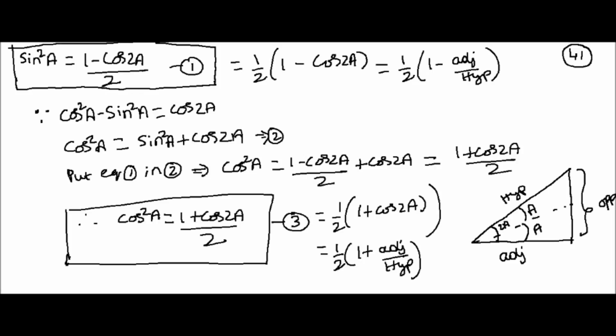Hello everyone. In page 40, we proved sin square a equals to 1 minus cos 2a by 2. Each of these pages will be still for 80 seconds, then it will move forward to the next page. So in page 40, we proved sin square a is equal to 1 minus cos 2a by 2.